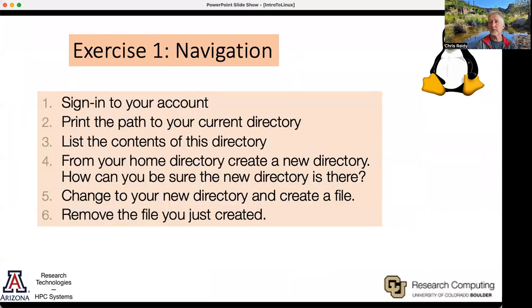Okay, the first thing you're going to do, sign into your account, you should have that done, and then print the path to your current directory. That's one of the commands that was just shown on a previous screen. List the contents of the directory from your home directory, which is where you logged into, and you can double check to make sure you are in your home directory. And then we covered that command. Create a new directory, and then verify that it's there. Change to the new directory, and inside that directory, create a file, and then remove that file using the commands that were on the previous screens.